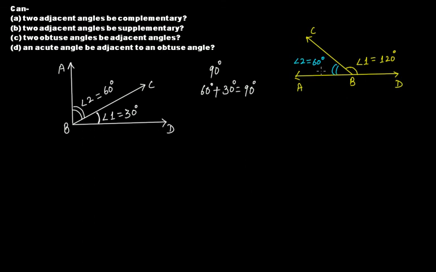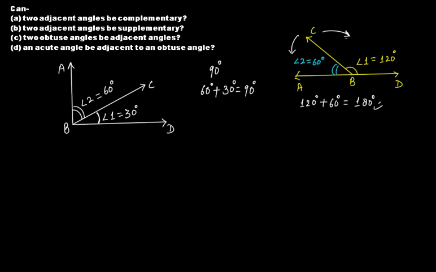We know that these two angles are actually adjacent because B is the common vertex, BC is the common arm, and the two non-common arms, BA and BD, lie on either side of the common arm. Therefore, yes, these two angles are adjacent angles and their sum, 120 degree plus 60 degree, is equal to 180 degree. Yes, these are actually supplementary.